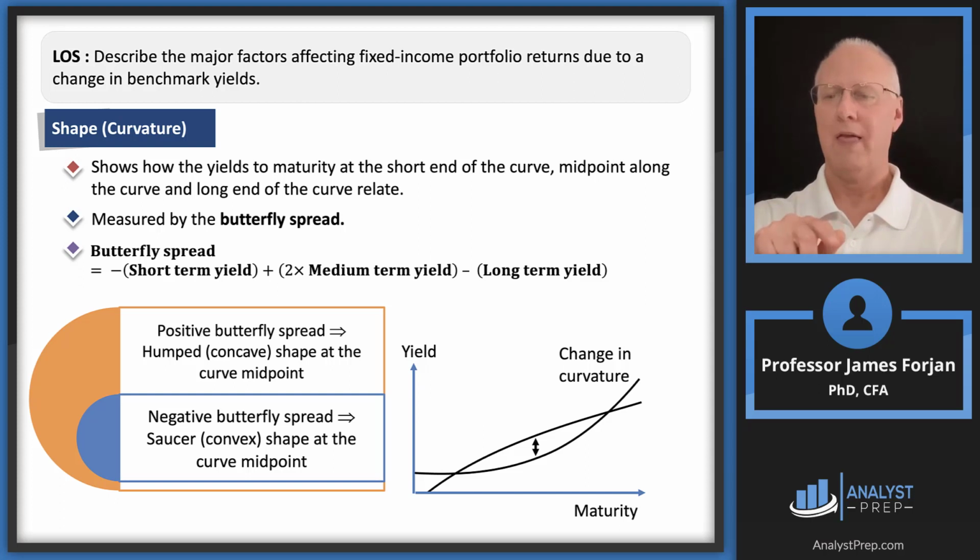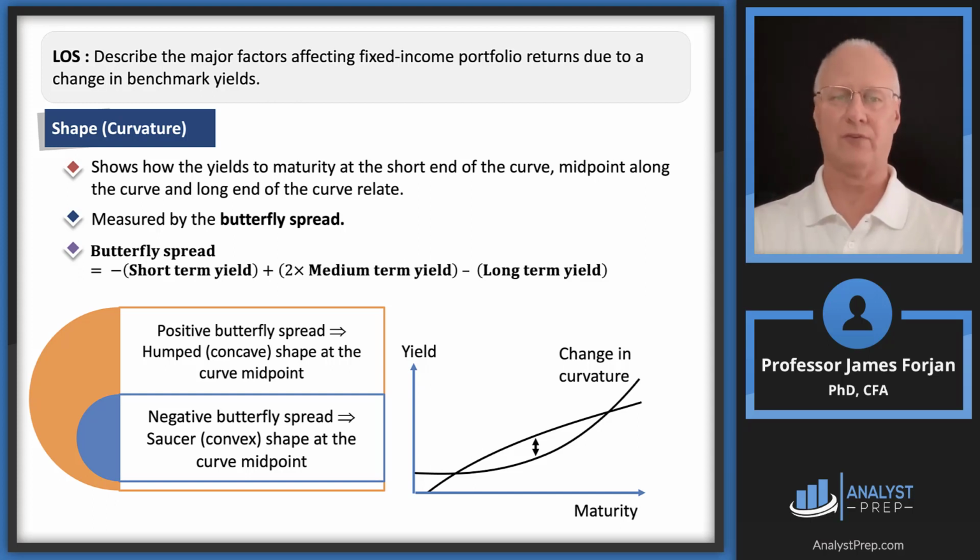So sometimes it can be humped, and sometimes it can be convex. And so just remember those two. Remember, the positive butterfly spread is humped, so there's some concavity in the middle. The negative butterfly spread is convex, and that's kind of like the little smiley face there going down underneath the up and down arrow points.